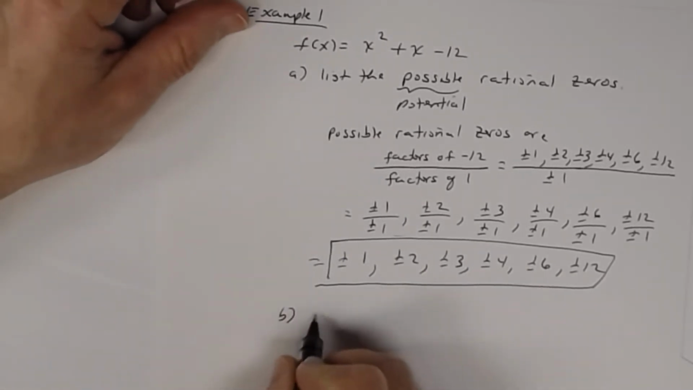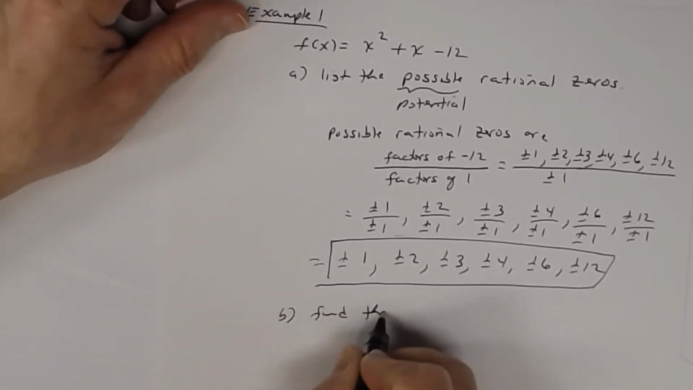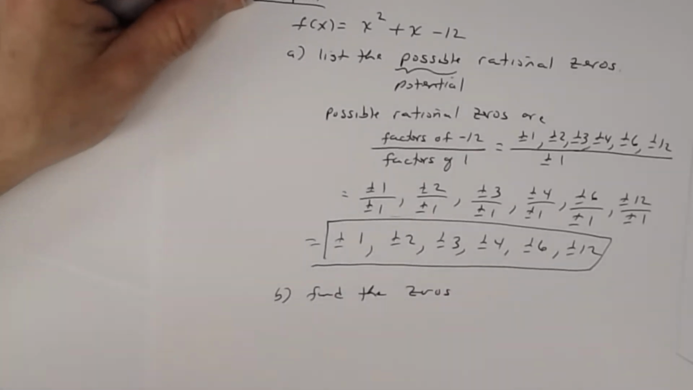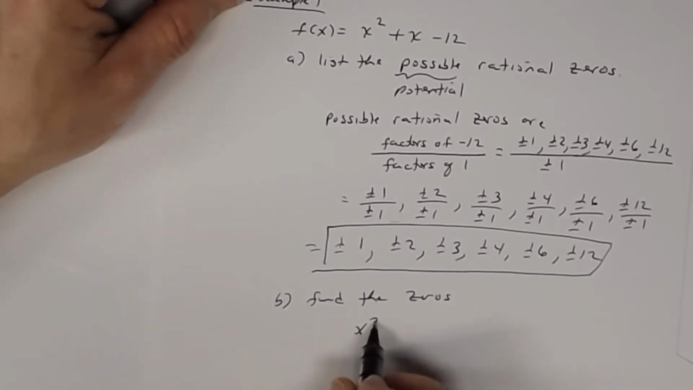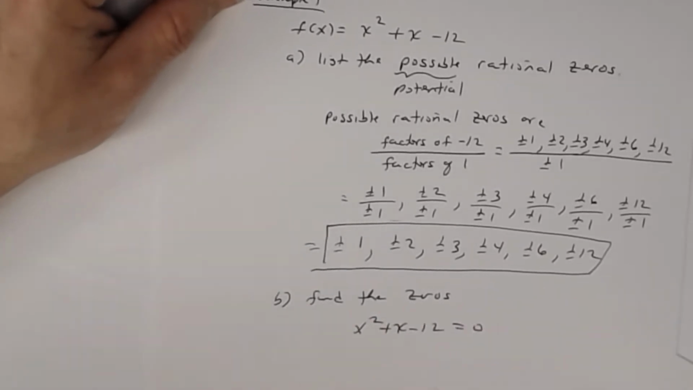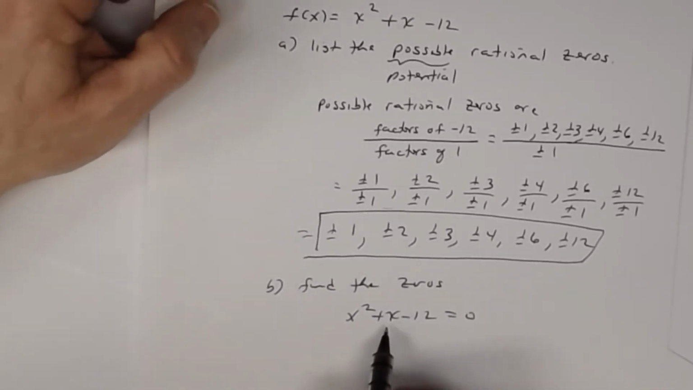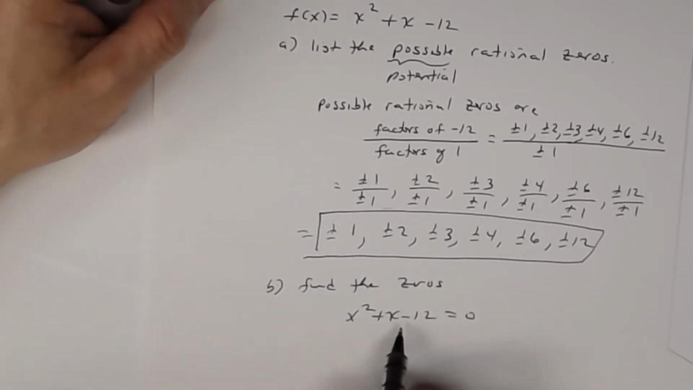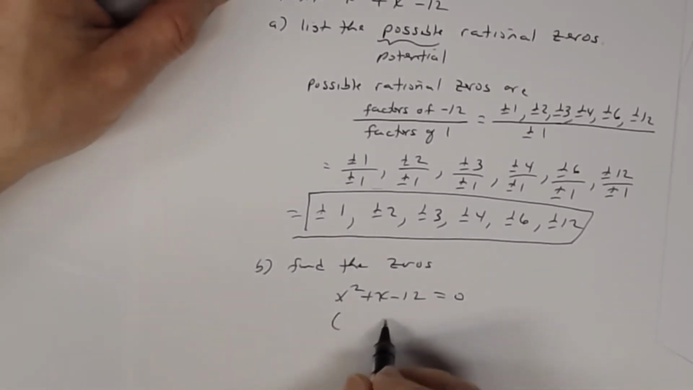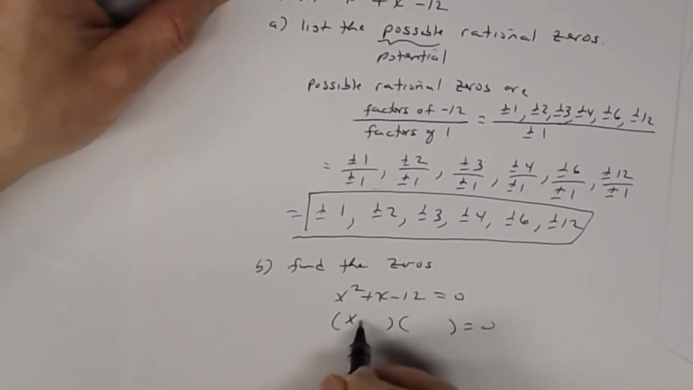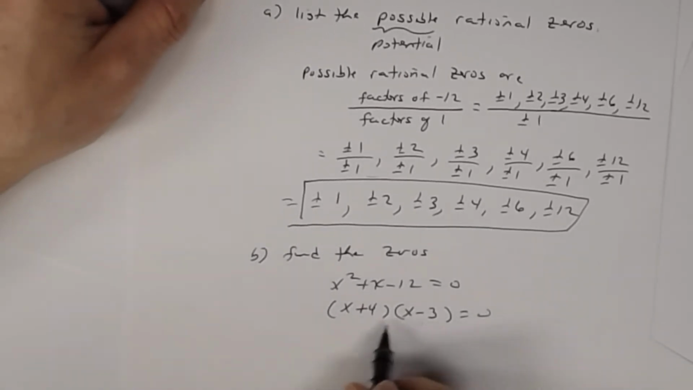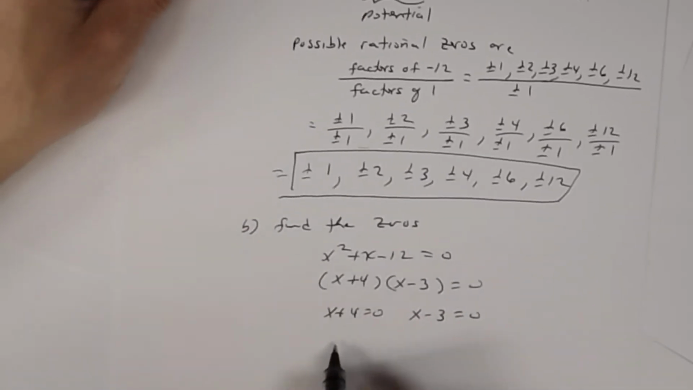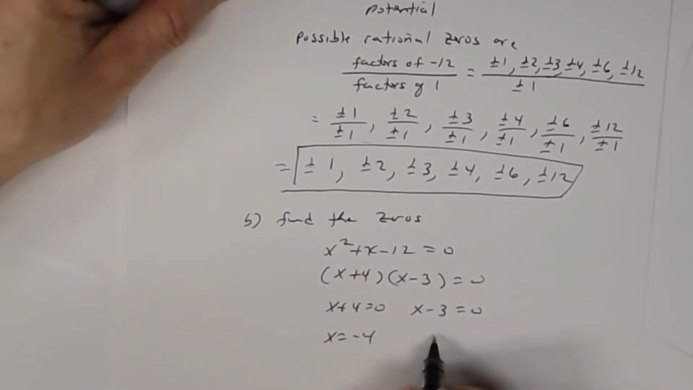So part B, find the zeros. And so remember, to find the zeros, you set the function equals 0. So to find the zeros, we're going to say x squared plus x minus 12 equals 0. And then this is easy to factor, so I'm not going to use a quadratic formula. I'm going to go ahead and factor this. So I get x plus 4, x minus 3 equals 0. And so if I set each of those factors equal to 0, I get x plus 4 equals 0, x minus 3 equals 0, and I get x to be negative 4, x to be 3.